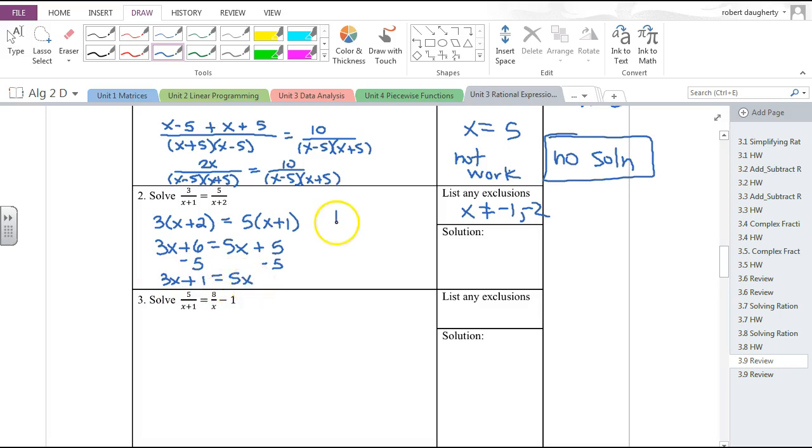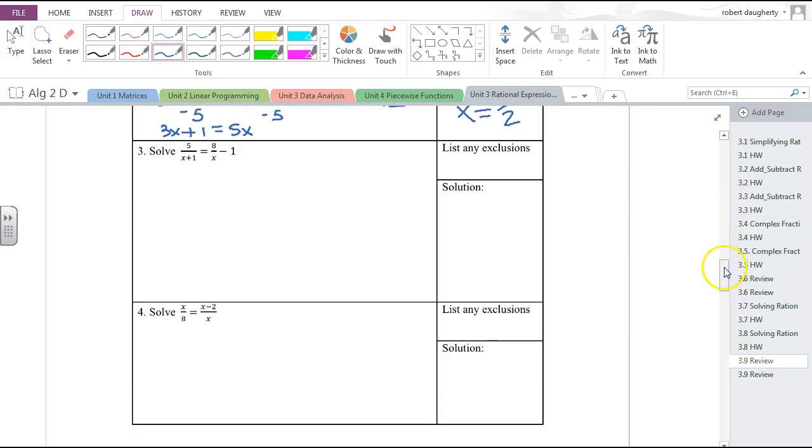Subtract 3x from both sides, 1 is equal to 2x. Therefore, x is equal to 1/2. Okay. So x is equal to 1/2 in this problem.